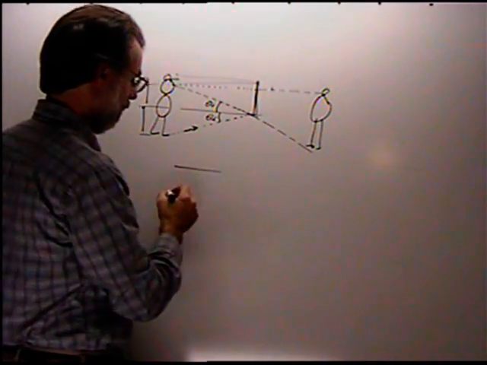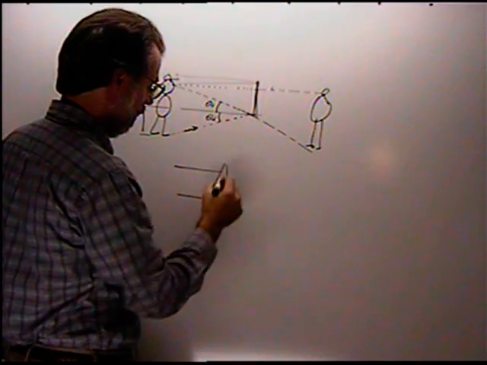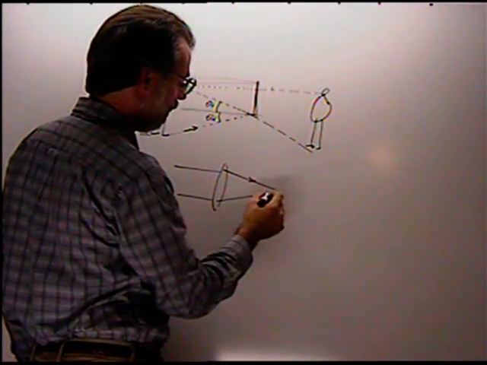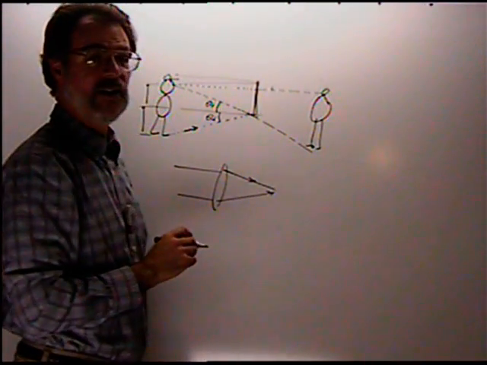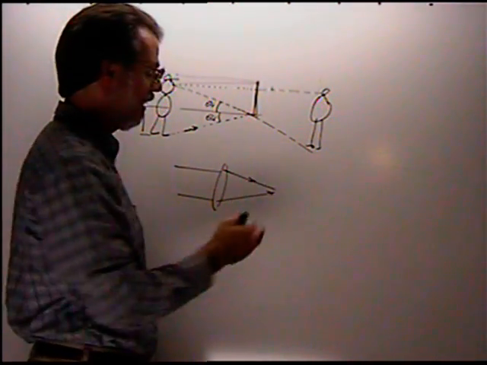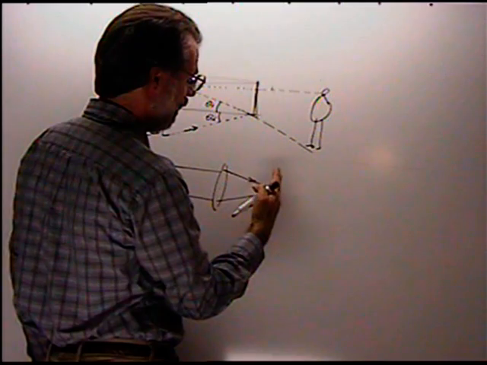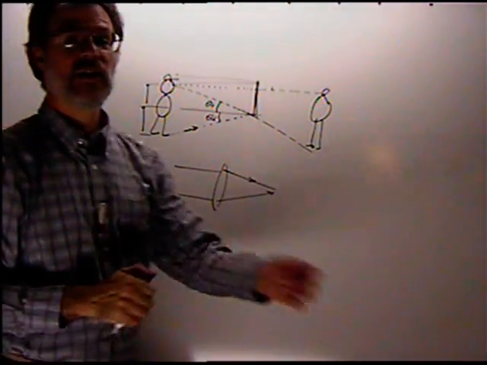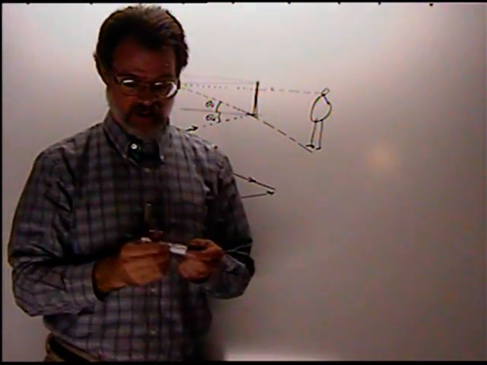The real image is formed where real rays of light focus down. Okay, and you can actually put a piece of paper here, and you'll see the image actually on the paper.